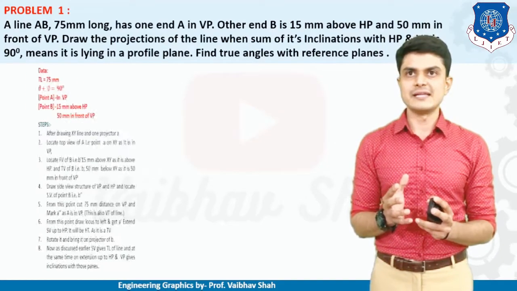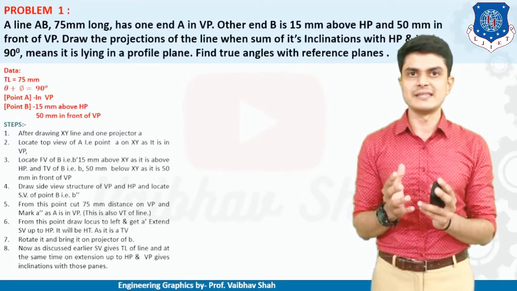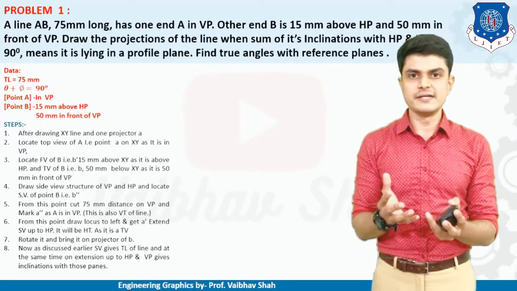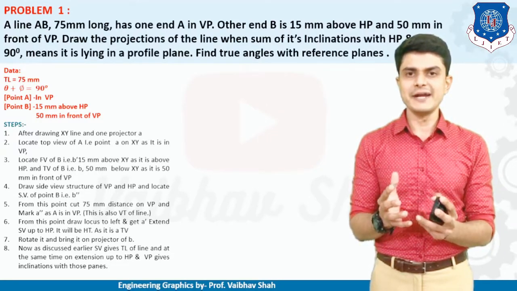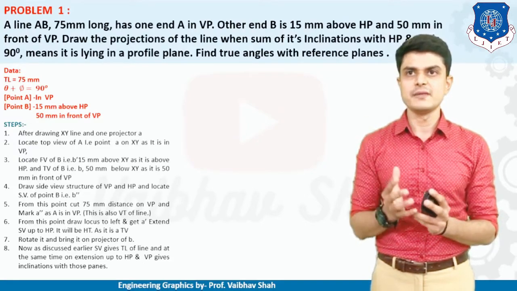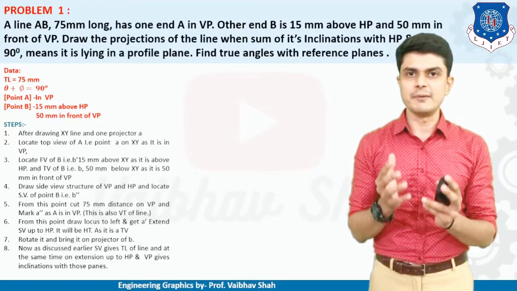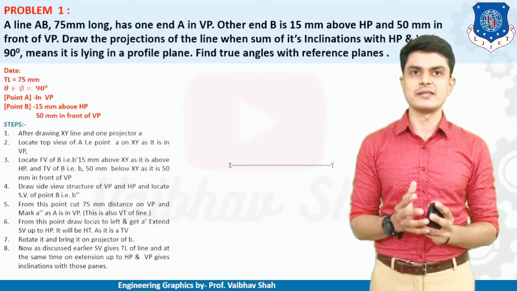So here, let us first write down the data. The true length is given as 75 mm, theta plus phi is already written as 90 degrees. Point A is given, which is in VP, and point B is given, which is 15 mm above HP and 50 mm in front of VP. So let us start drawing this example.